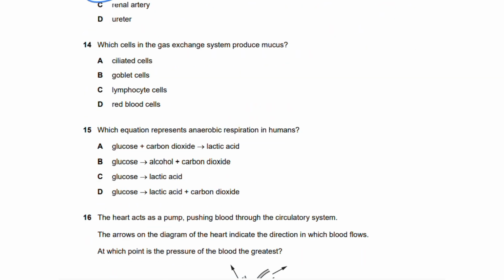Let's move on to question number 14, which states: which cells in the gas exchange system produce mucus? So by definition, goblet cells, these cells are named for their cup-like shape and their primary function is to secrete mucus. So the correct option is B.